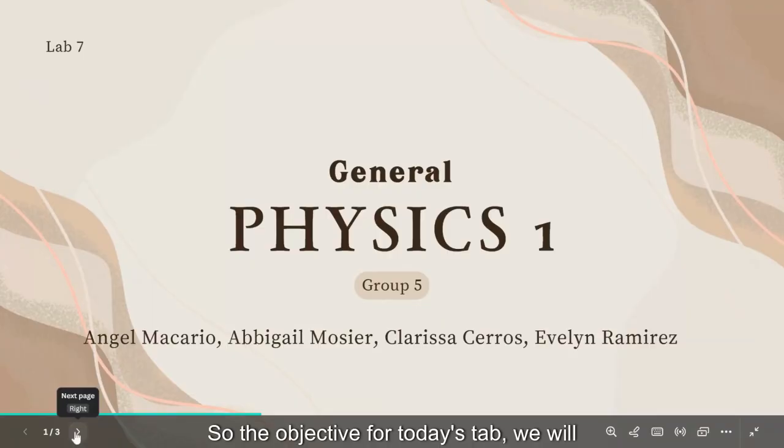So the objective for today's lab, we will use an Atwood machine to invert the direction of the force used to lift an object. We will use two masses and calculate the experimental and theoretical acceleration while adding more pulleys and loops as we progress more into the experiment. For the procedure, we first begin the lab by selecting which two masses we will use for the experiment. Then we will label these two masses M1 and M2, in which M1 will be greater than M2. Then calculate the theoretical acceleration.